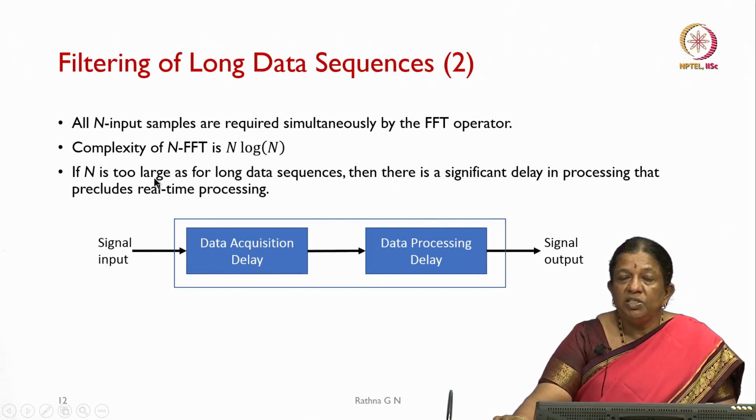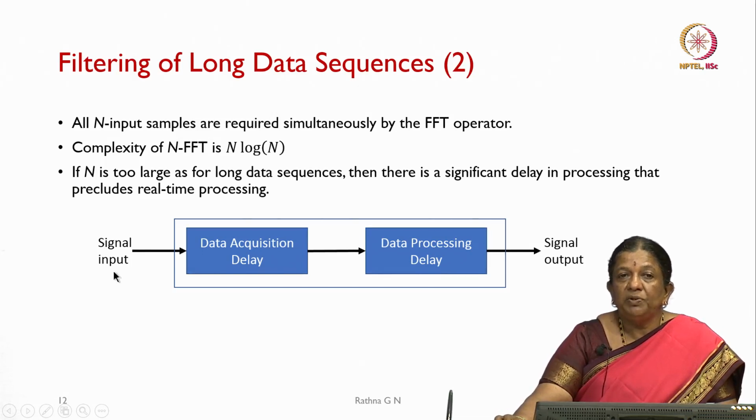So, if n is too large, as for long data sequences, then there is a significant delay in processing that precludes real time processing. That is, we are going to have a time constraint, because we do not know the length of the signal which is going to come continuously in real time. So, how are we going to take care of this? We cannot have it as long as we want.